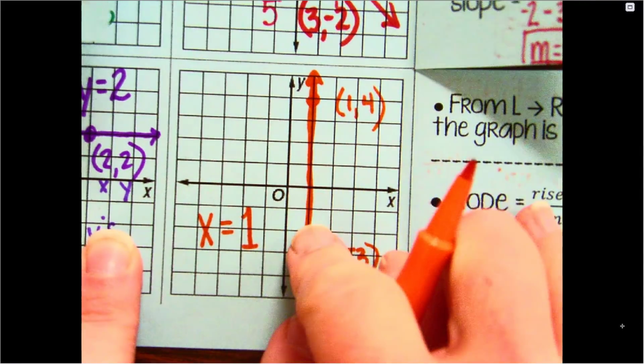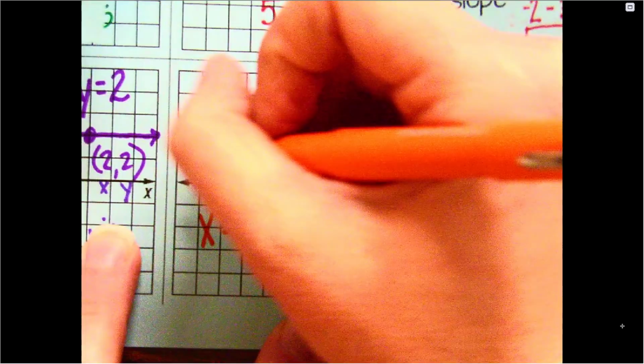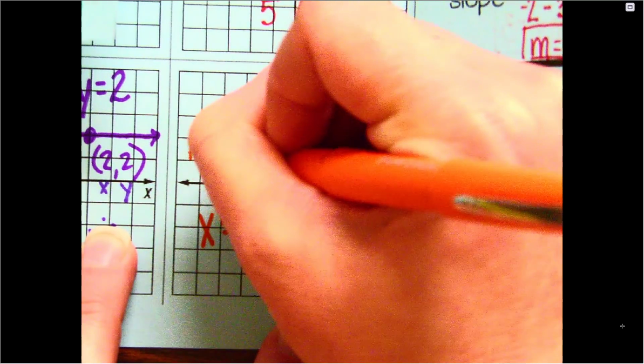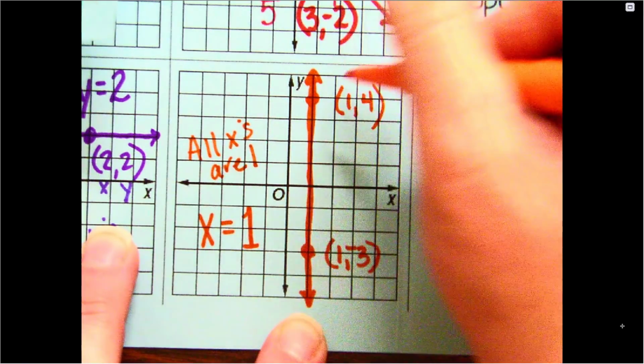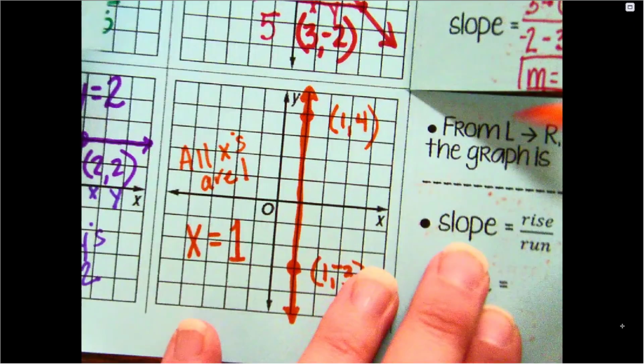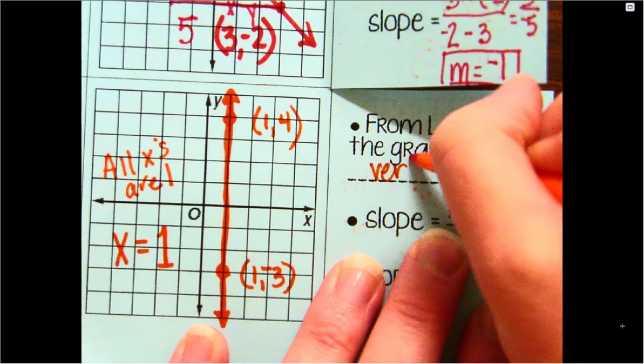So I've drawn one right here for you. This is x equals 1. That means all the x's are 1. And no matter what my y is, my x is still 1. So from left to right, that graph is vertical.